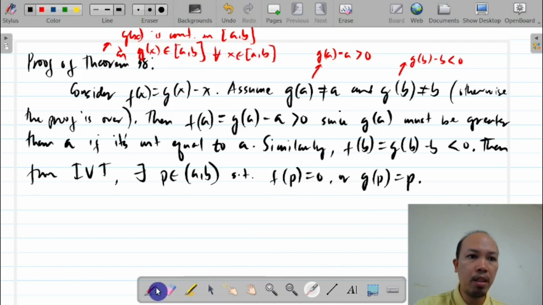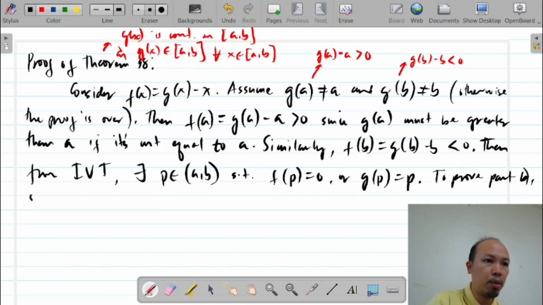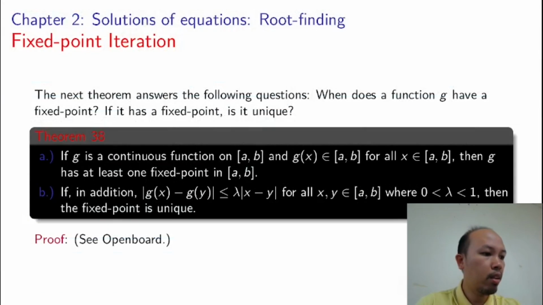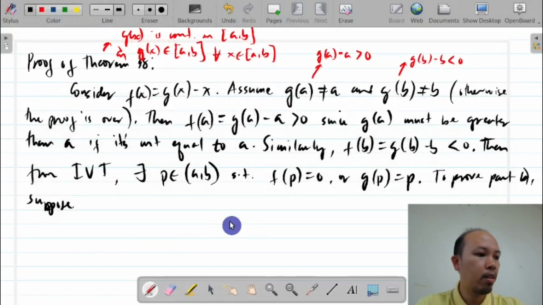So for part B, to prove part B, let's look at part B. Our part B is this one here. Suppose we assume this inequality holds for all x on the closed interval [a, b], where your lambda is between 0 and 1.